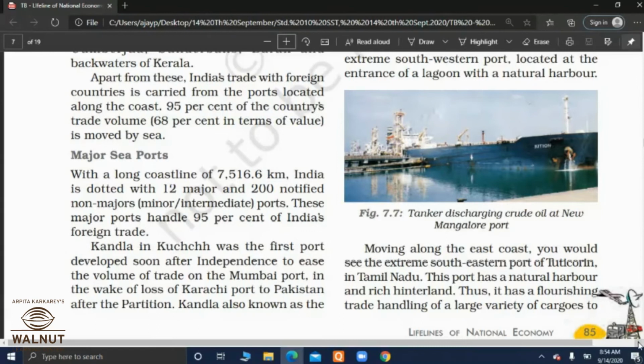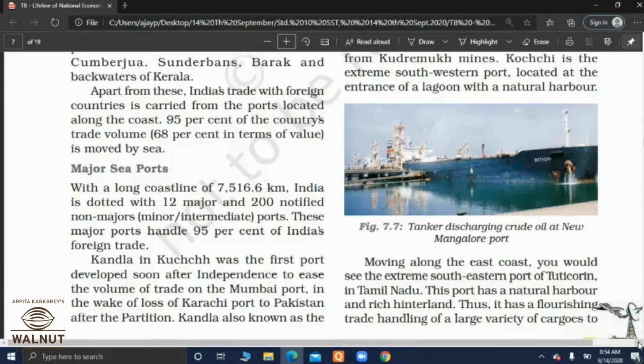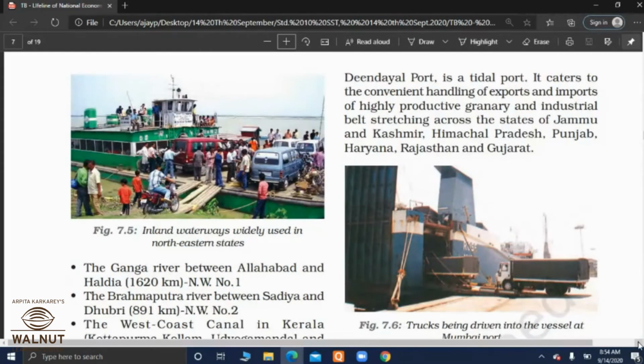Kandla in Kutch was the first port developed soon after independence to ease the volume of trade on the Mumbai port. In the wake of loss of Karachi port to Pakistan after the partition, Kandla was also known as Deen Dayal Port. It is a tidal port. It caters to the convenient handling of export and import of high productive granary and industrial stretch belt stretching across the states of Jammu and Kashmir, Himachal Pradesh, Punjab, Haryana, Rajasthan, and Gujarat.